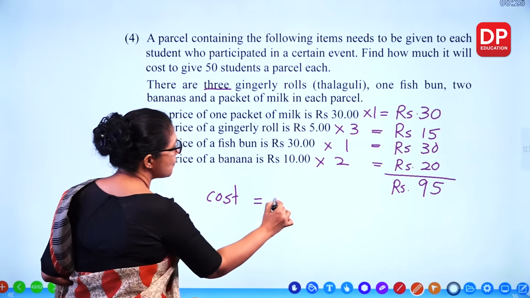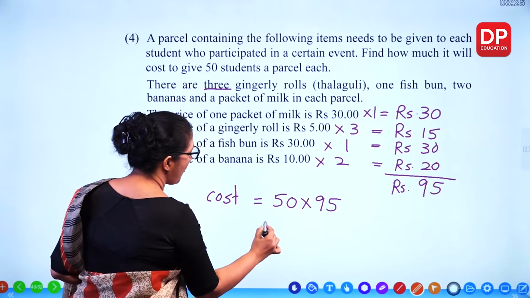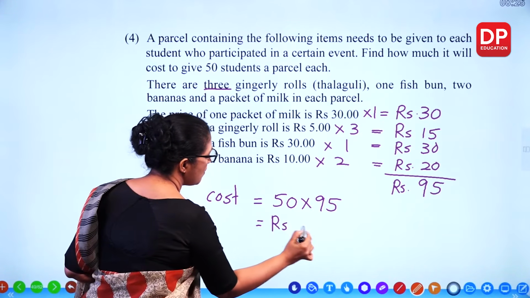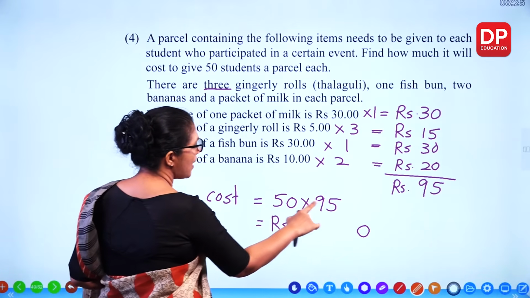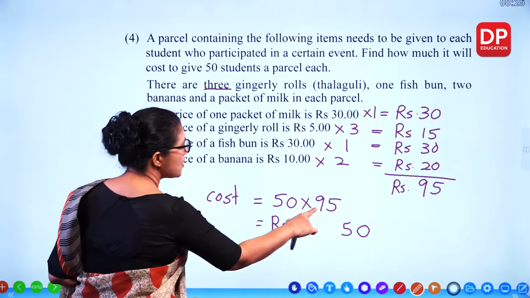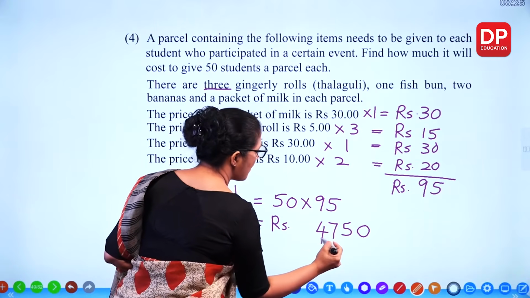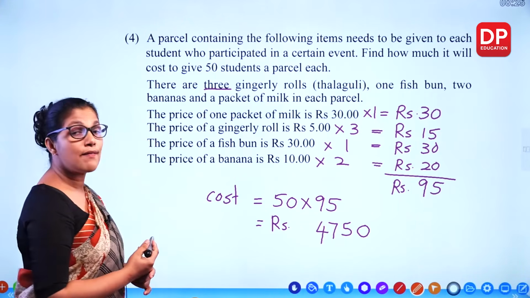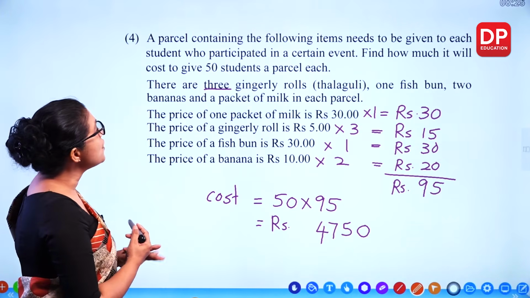Total cost is 50 times 95. So what's the total cost? We put a 0 and multiply by 5. 5 times 5, 25, 2 remaining. 5 times 9, 45, plus 2, 47. So we need 4,750 rupees for 50 students.